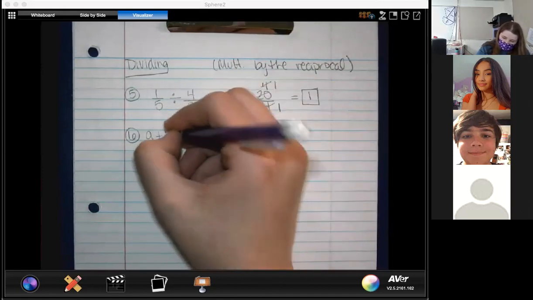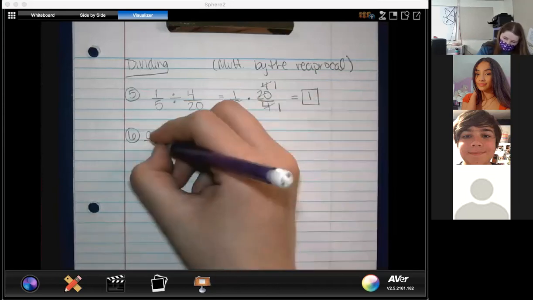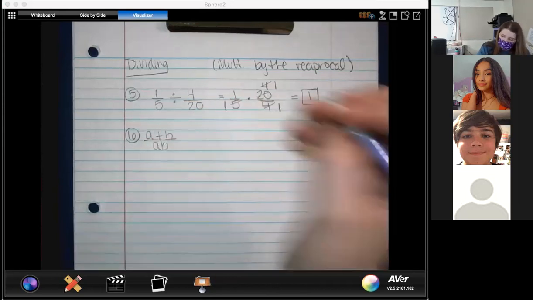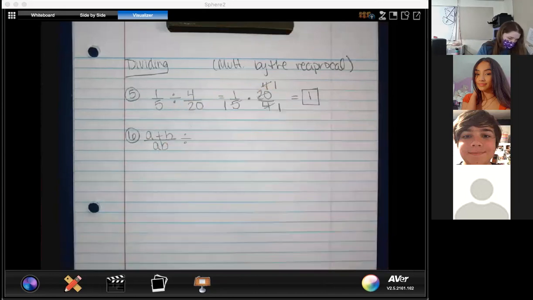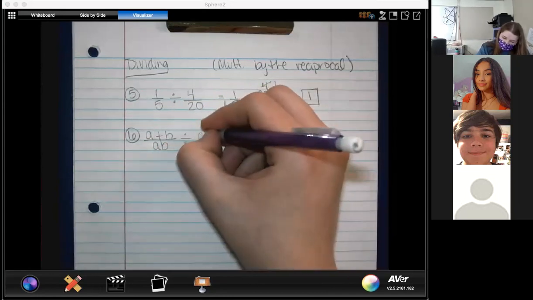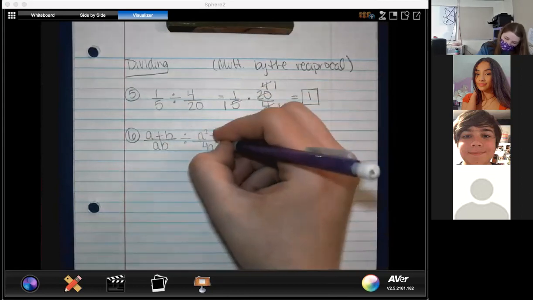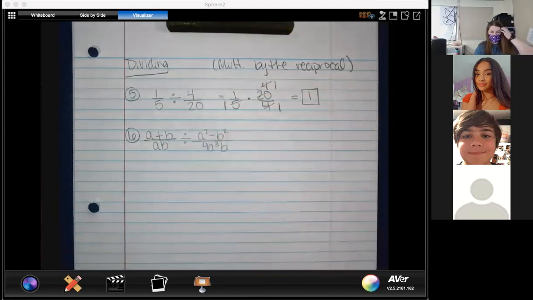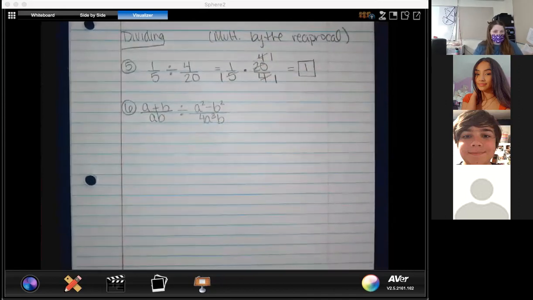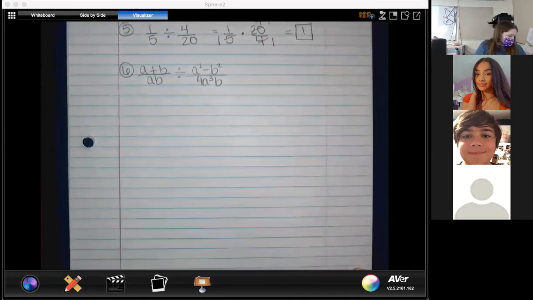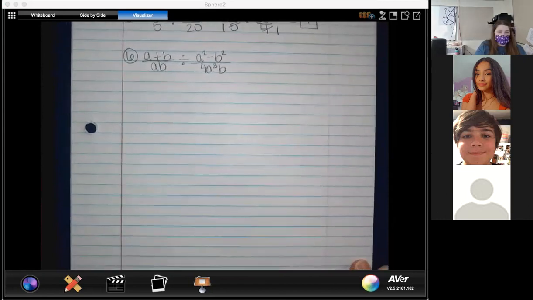A plus B divided by AB, divided by A squared minus B squared, divided by 4A cubed B. Again, that is A plus B divided by AB, whole thing divided by A squared minus B squared divided by 4A cubed times B.